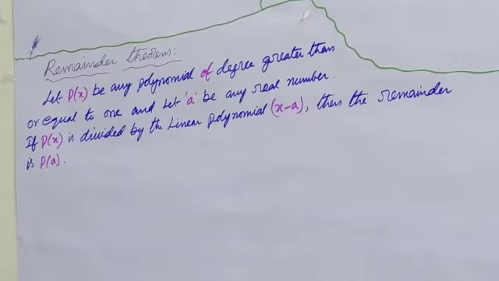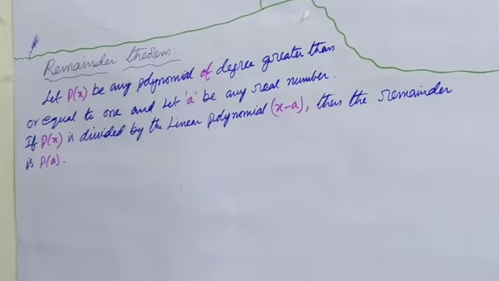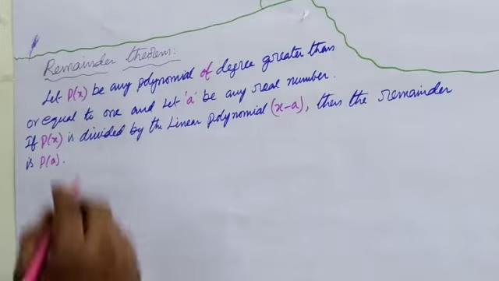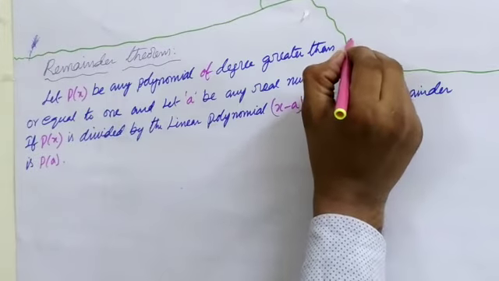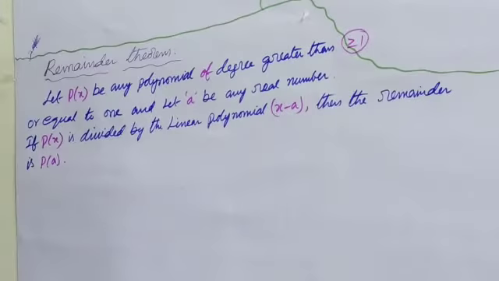See, now discuss the Remainder Theorem. What is the statement of the Remainder Theorem? Let P be any polynomial. P is a polynomial in x, called P of x. Let P of x be any polynomial of degree greater than or equal to 1. This means degree greater than or equal to 1.